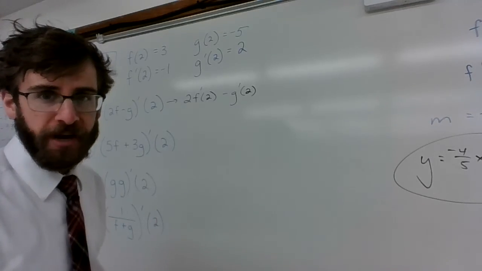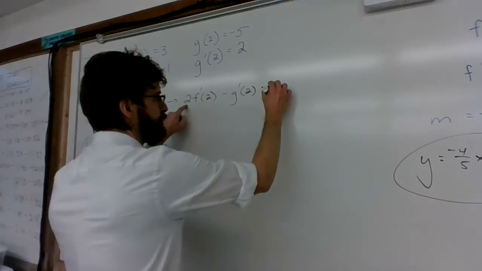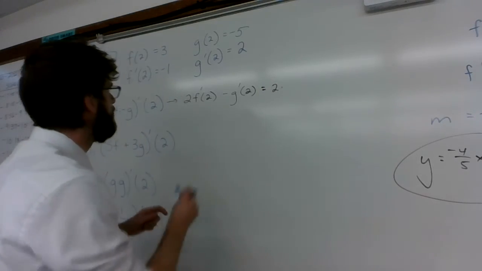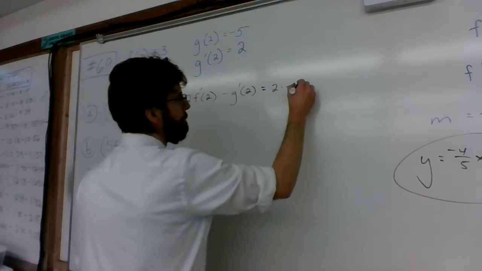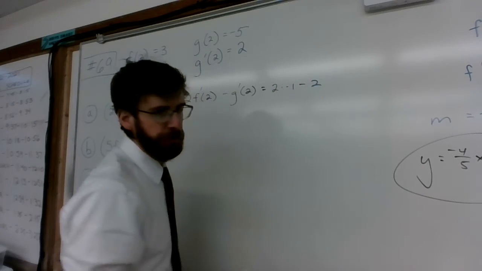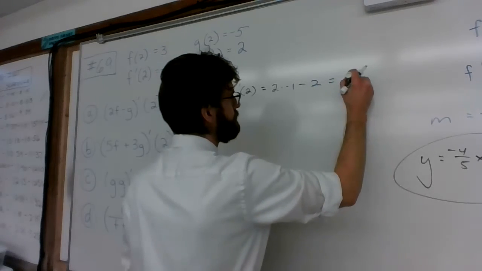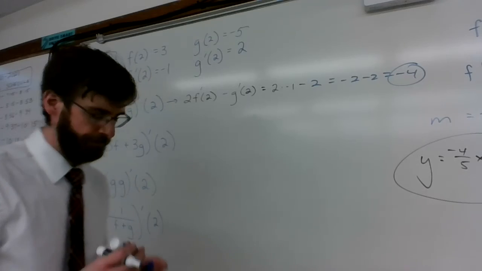So there's the abstract sense of it. Now just plug stuff in. It's going to be 2 times f prime of 2, which is negative 1, minus g prime of 2, which is 2. It's negative 2 minus 2. Negative 4.